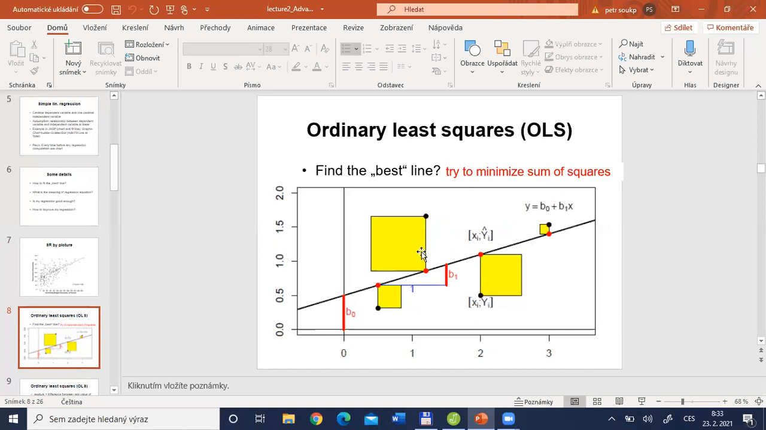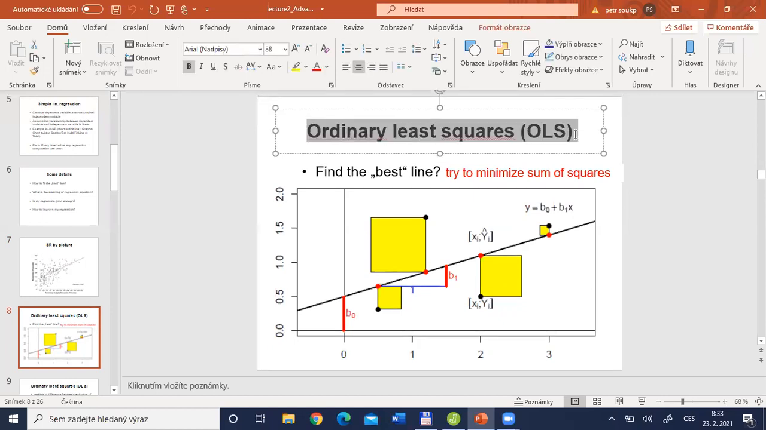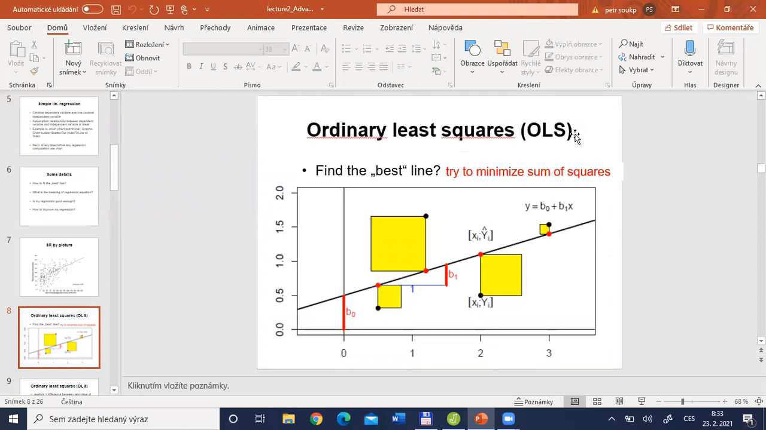And if I would like to find a relationship between these two variables by these 4 points, I can apply a technique called ordinary least squares, or in short only OLS. For Czech students, we call it metoda nejmenších čtverců. Okay, and this ordinary least squares technique follows quite a simple logic.